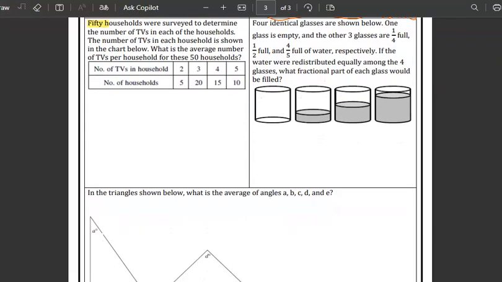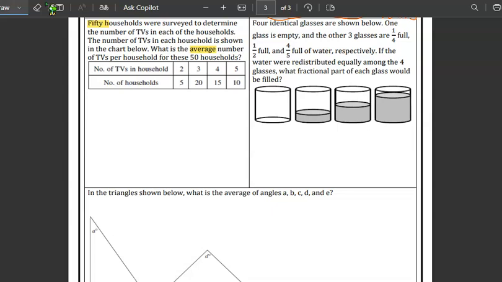"50 households were surveyed to determine the number of TVs in each of the households. The number of TVs in each household is shown in the chart below. What is an average number of TVs per household for these 50 households?"